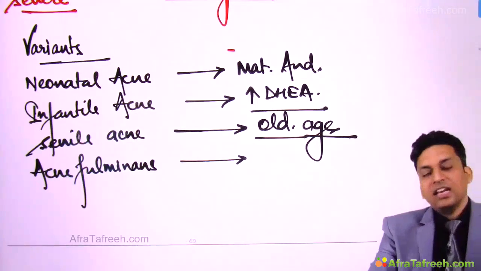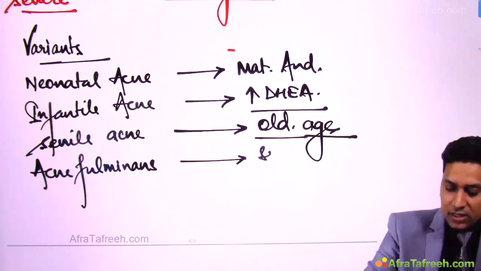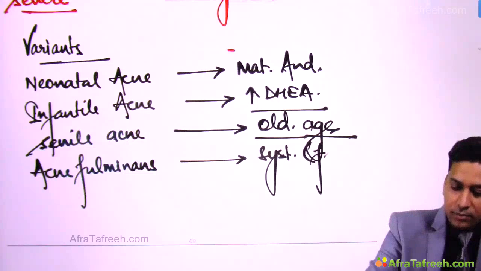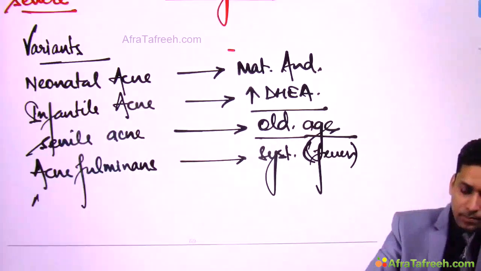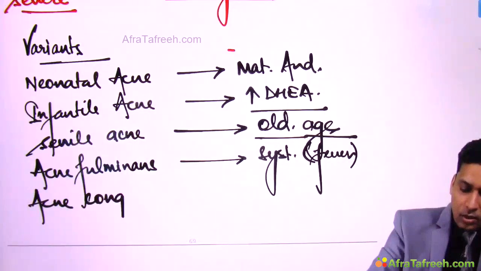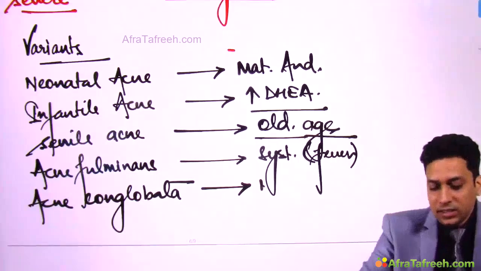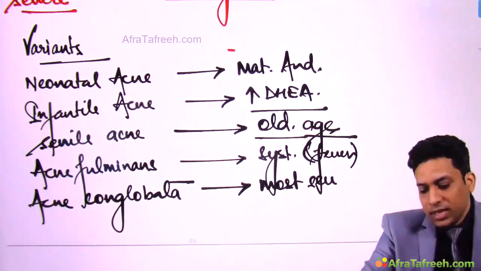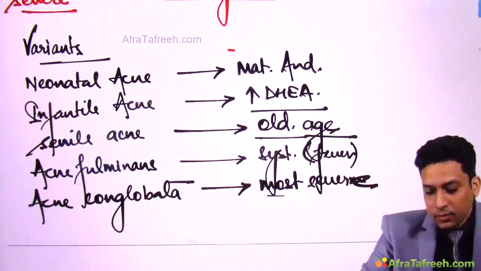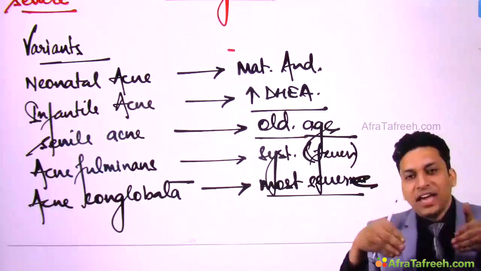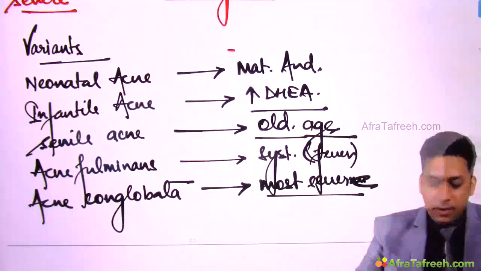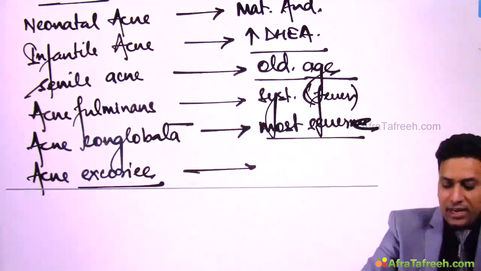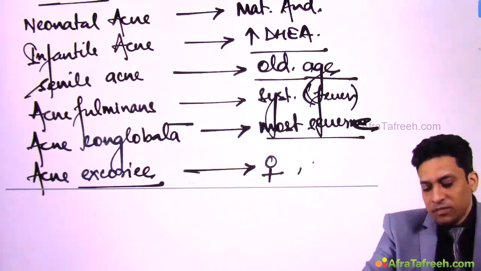Acne fulminans. Acne fulminans is associated with systemic features like fever. So not only the acne lesions, but this is so severe that systemic features also develop. Then acne conglobata. Acne conglobata is considered the most severe type of acne. Among acne vulgaris, the most severe is grade 4, but among all the variants of acne, the most severe is acne conglobata. Then acne excoriee. Acne excoriee is commonly seen in females suffering from OCD.